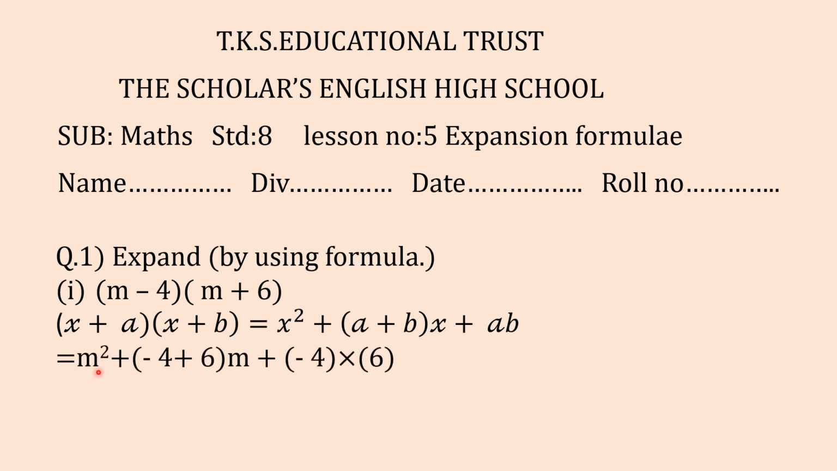So it will become m square plus, in bracket, minus 4 plus 6, close the bracket, m plus minus 4 into 6. So the next step will become m square as it is. Now minus 4 plus 6 will give you plus 2 and into m, so plus 2m, then plus minus 4 into 6, it will give you minus 24. So we'll write down here minus 24.